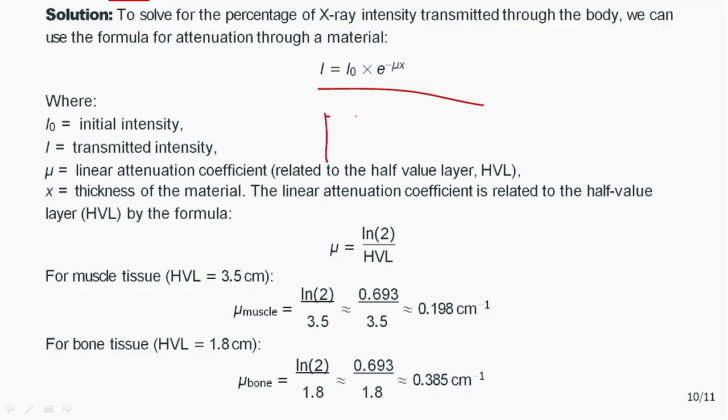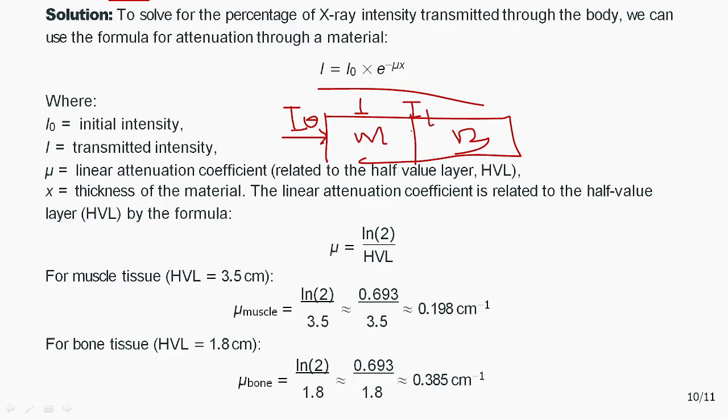So two layers, as we have discussed. First layer muscle, second layer bone. This is your I naught. After passing this point I am getting I1. This I1 will again move through the bone and I am getting I2. So this is your final value. For muscle it is mu m, for bone it is mu b, and we have this formula.